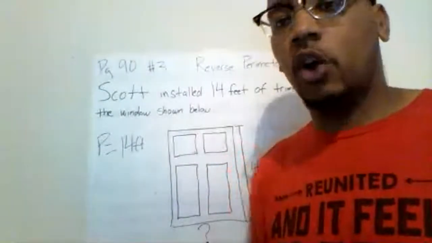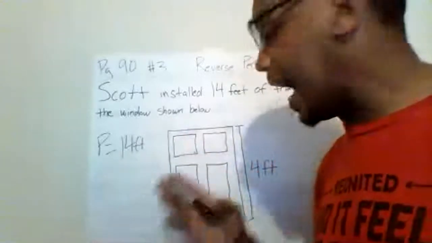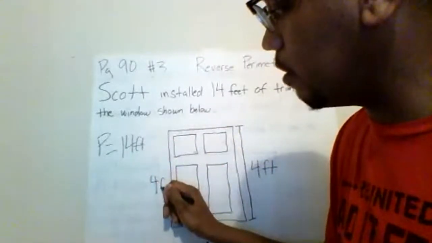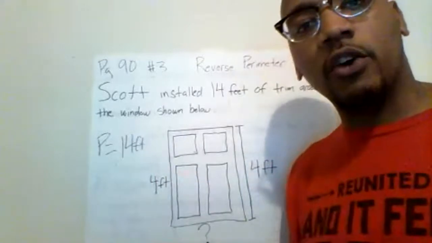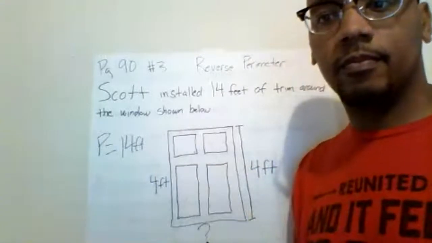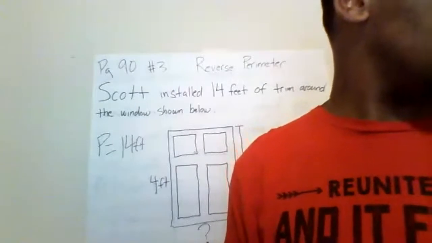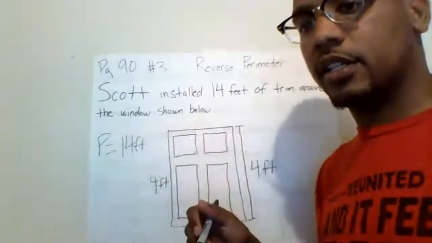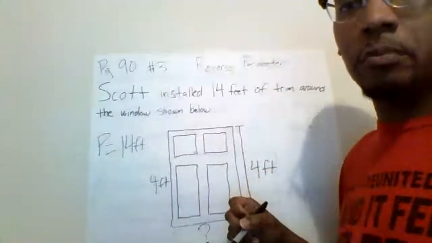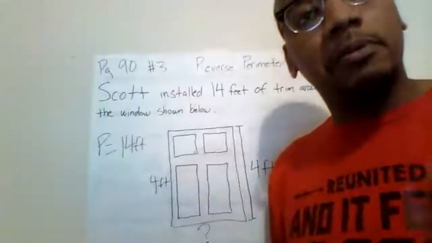Because this window is in the shape of a rectangle, I know that if this is 4 feet, then this also has to be 4 feet over here, because in a rectangle, the opposite sides are the same. Yeah, Cesar, you're right. The perimeter with D would be 28. Good.